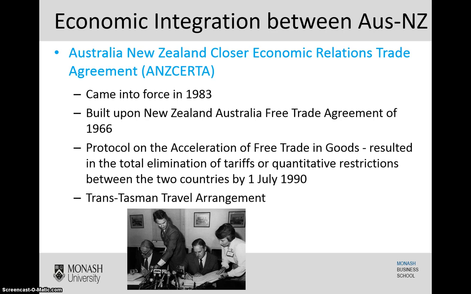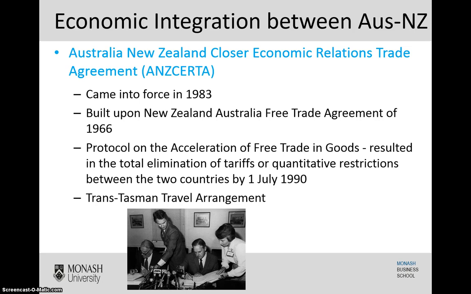And it actually was devised back in the 80s, in 1983, and built upon the previous New Zealand-Australia Free Trade Agreement of 1966. You can actually see some delegates of the two respective governments signing that agreement back in 1983 down the bottom of your page there. It also led to the establishment of the Protocol on the Acceleration of Free Trade in Goods, which resulted effectively in the total elimination of tariffs and other quantitative restrictions like quotas between the two countries by the 1st of July 1990. So it made it easier for firms and governments between these two countries to do international business.